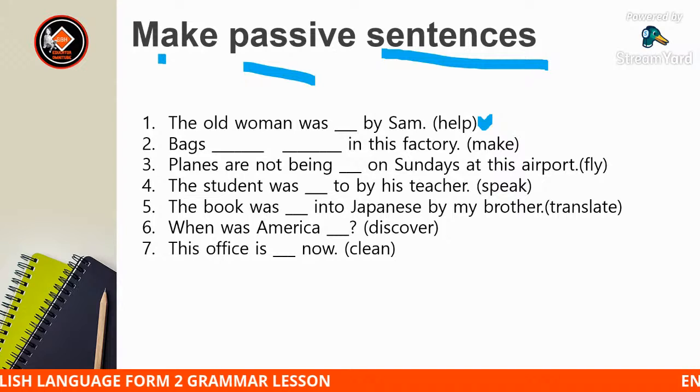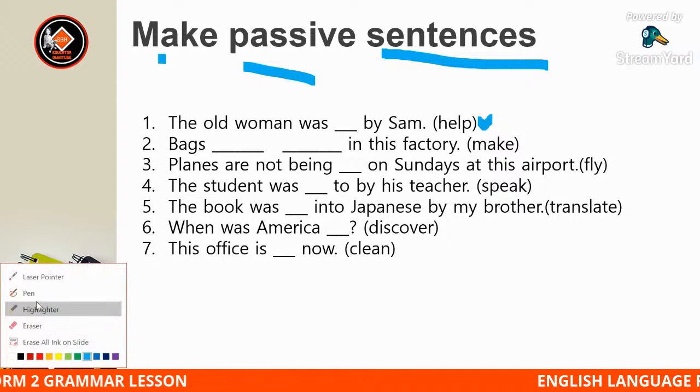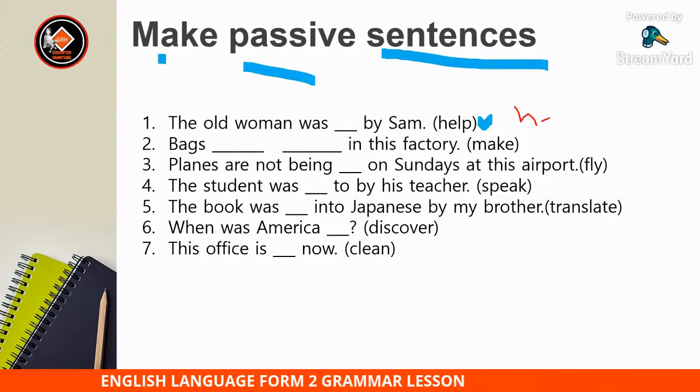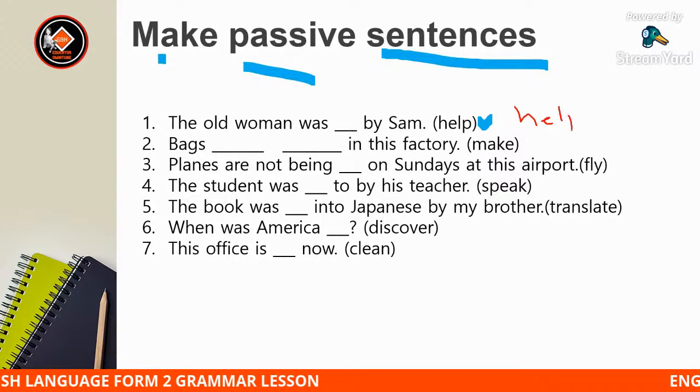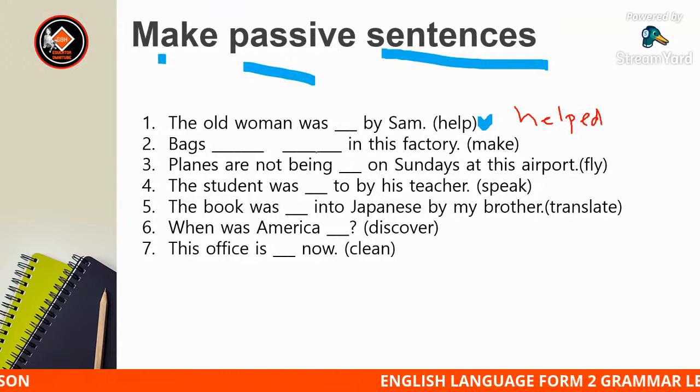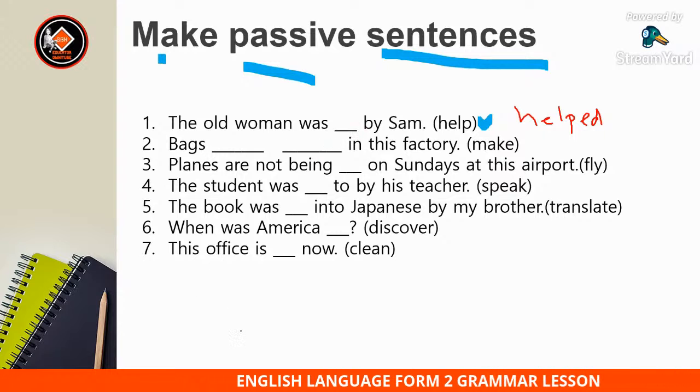Very good. So make sure you know this, okay? The old woman was helped by Sam. So the answer will be helped. In BM it becomes ditolong, or dibantu. Okay, good.